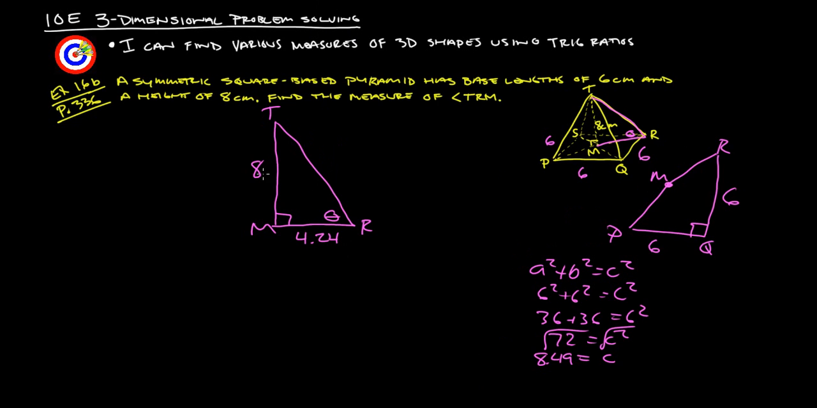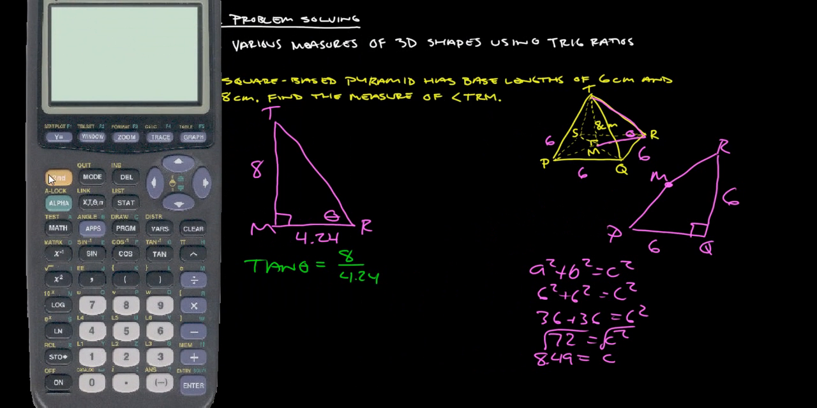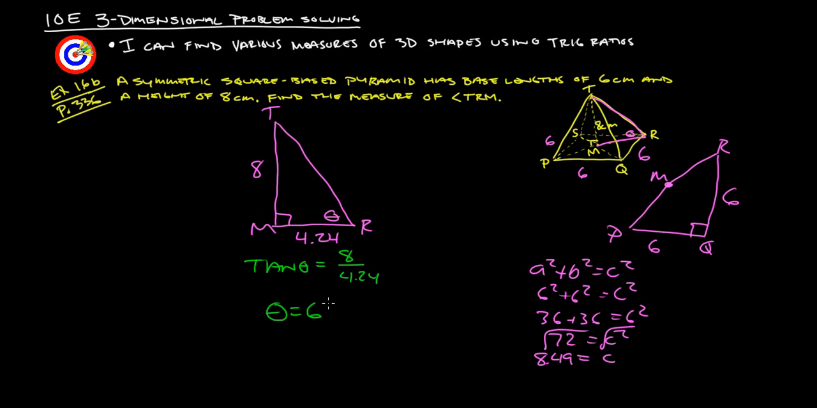So now to figure out this angle here, we've got the opposite and we've got the adjacent. So again, we're going to use tangent. So let's do tangent theta equals opposite, which is 8, over adjacent, which is 4.24. So we're going to take our handy dandy calculator. Second tangent of 8 divided by 4.24. And we get 62.07, so let's call it 62.1. So theta equals 62.1 degrees. So angle TRM is, again, we should use the squiggles to say that it's approximately 62.1 degrees.